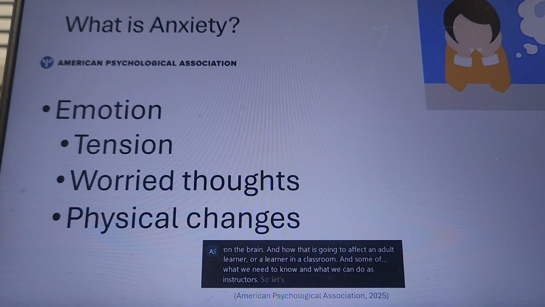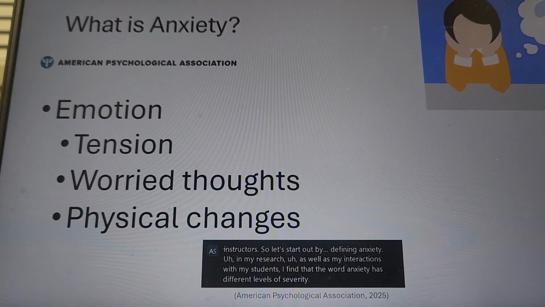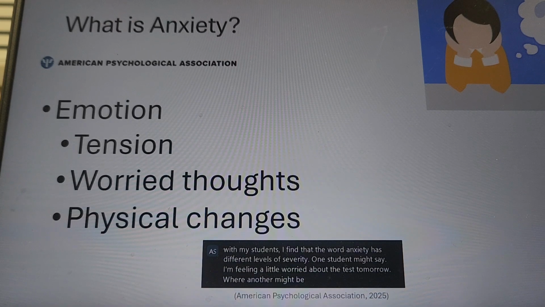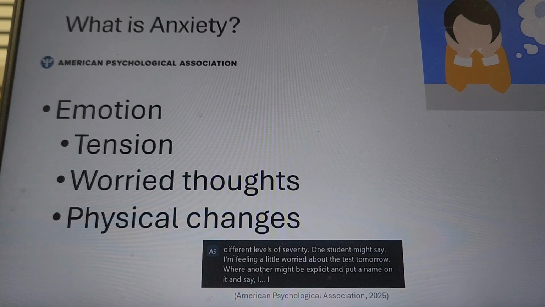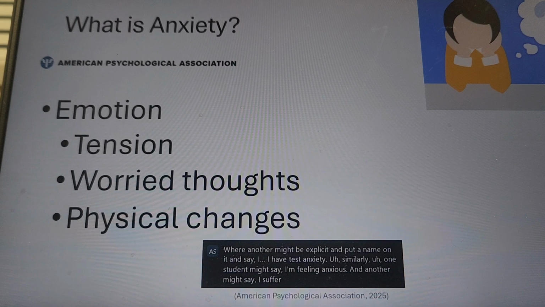So let's start out by defining anxiety. In my research, as well as my interactions with my students, I find that the word anxiety has different levels of severity. One student might say, "I'm feeling a little worried about the test tomorrow," where another might be explicit and put a name on it and say, "I have test anxiety." Similarly, one student might say, "I'm feeling anxious," and another might say, "I suffer from anxiety."